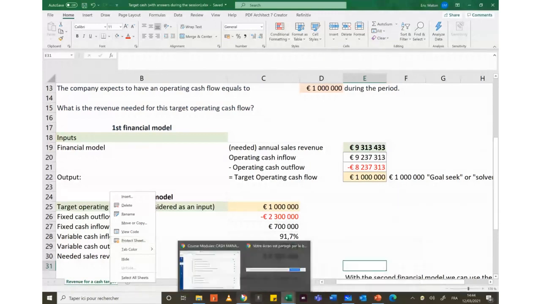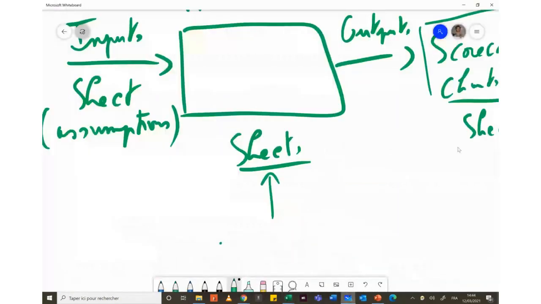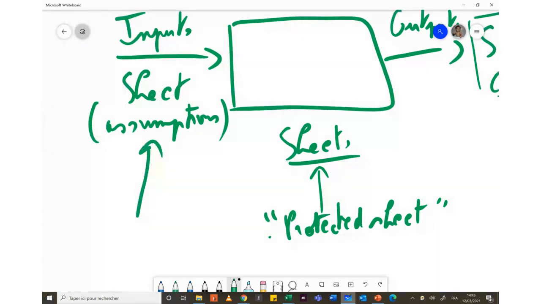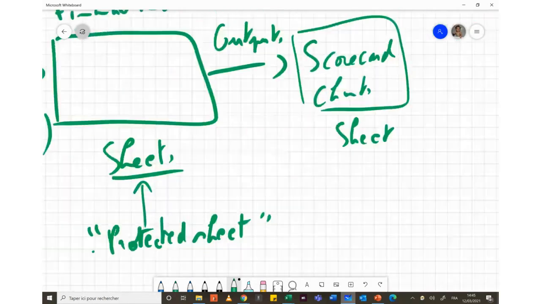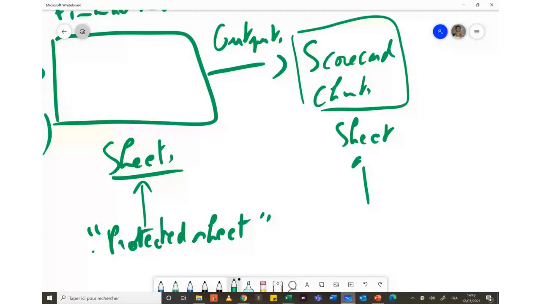And when your financial model is finished, here you use protect sheet. And now it's not possible to change it by mistake. What you change is here. All the modification will be in the inputs. It's the same for the outputs. You use a protected sheet in order to avoid modifying the links by mistake. Okay.